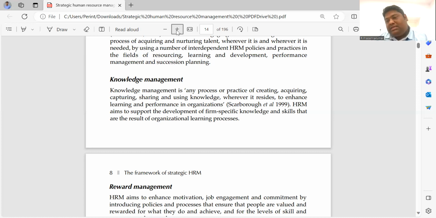Nowadays, we have learning centers in the organization. You can see a steel plant. In a steel plant, we have a learning and training center. What does a learning and training center mean?